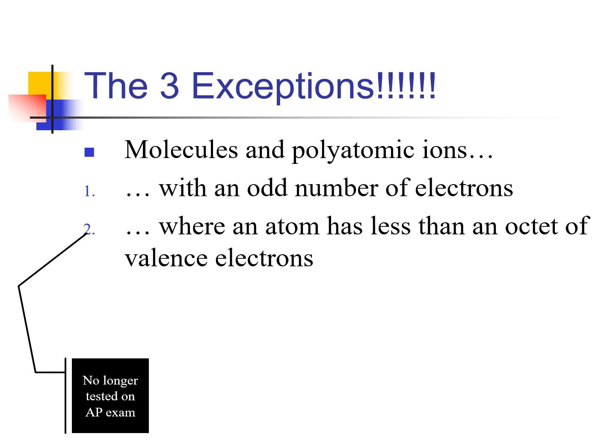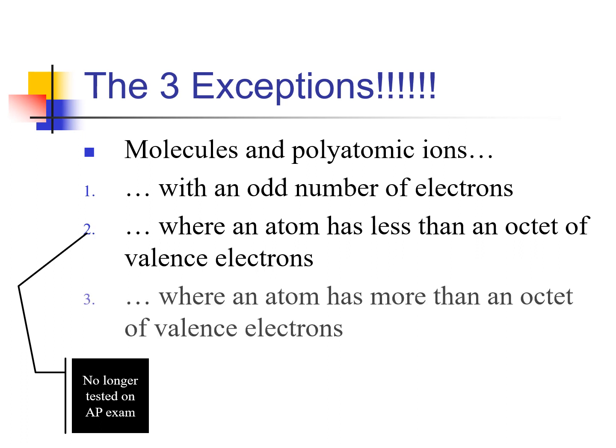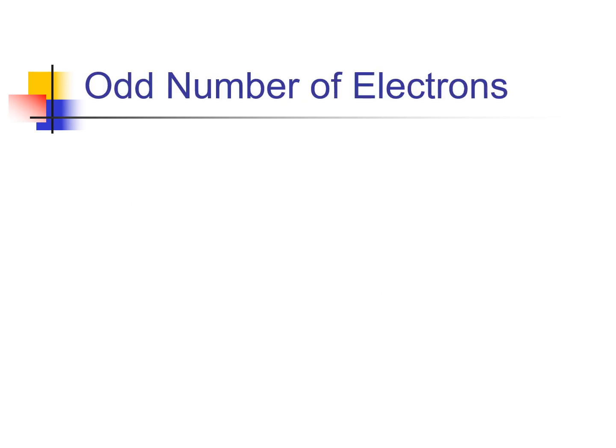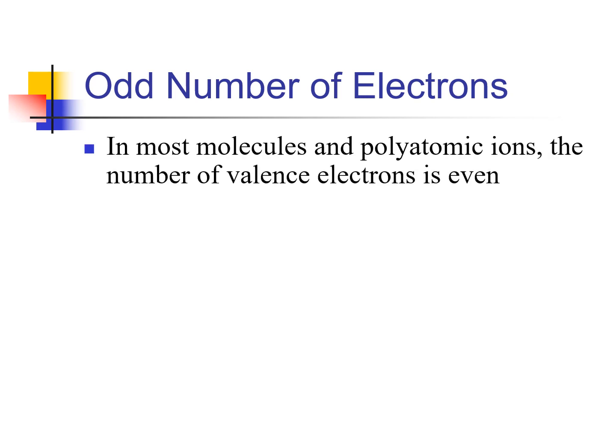This one is no longer tested on the AP exam, so we don't need to worry about it. And this is the most common, where an atom has more than an octet. This one is very important and it will be critical moving into the next chapter. So let's start with the odd number of electrons.